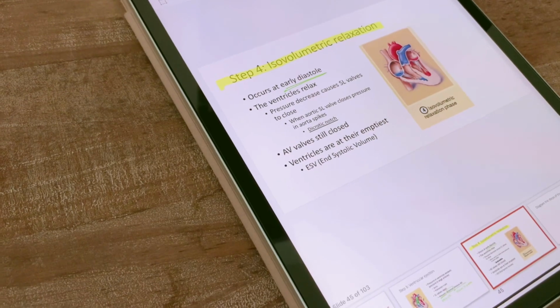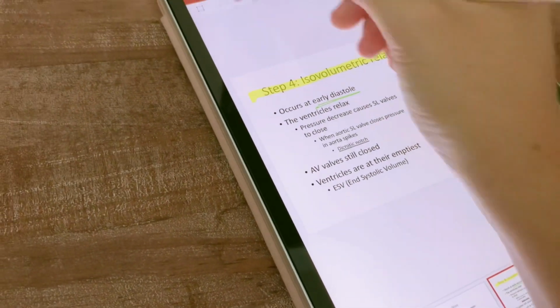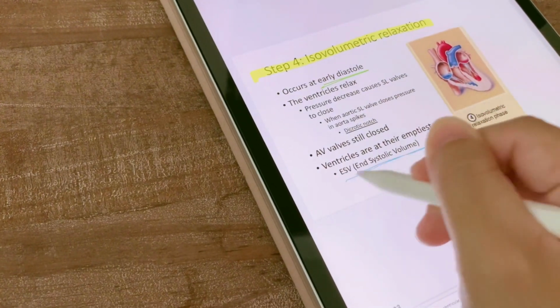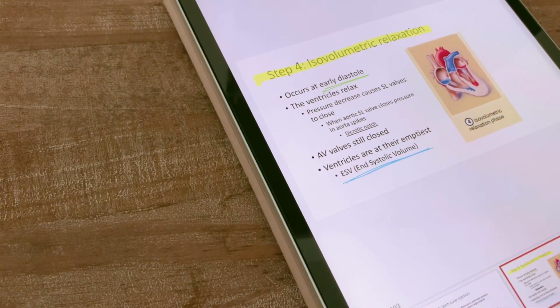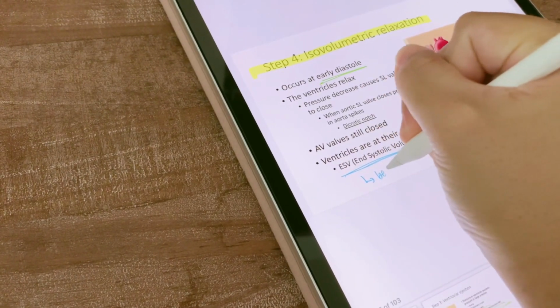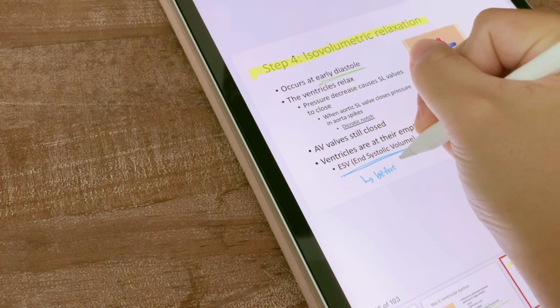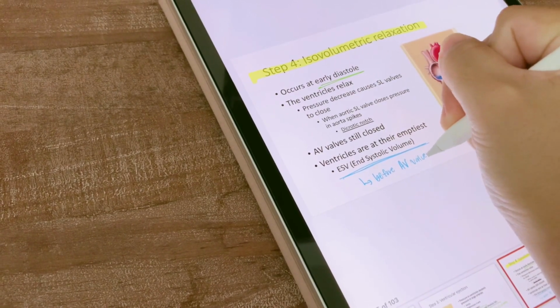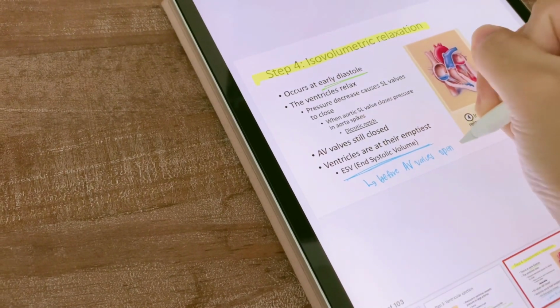All right. Questions so far? And the end systolic volume, is that before the AV valves close? Before they open again. So in this picture, the AV valves are still closed. They have been closed since the ventricles started contracting, and they haven't yet opened.